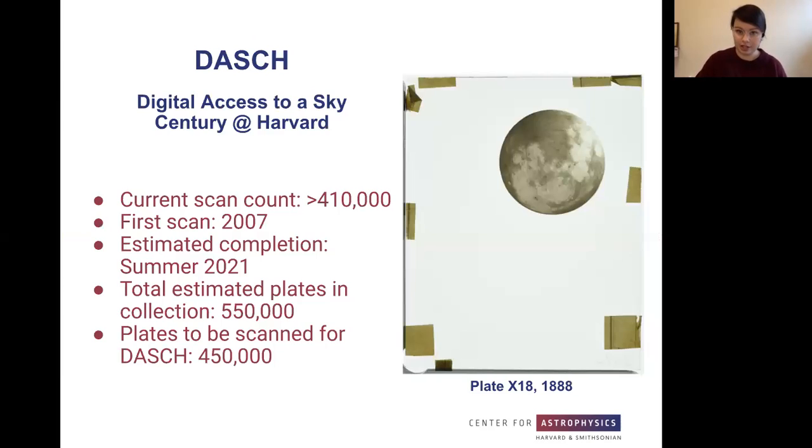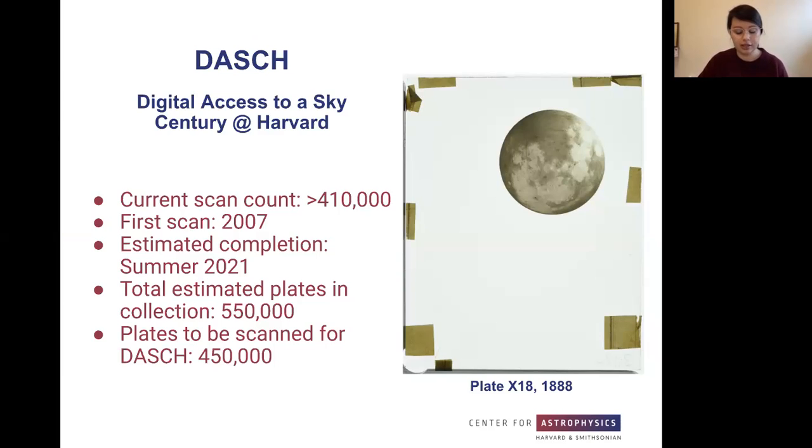So the project we have going on right now is called DASCH. That stands for Digital Access to a Sky Century at Harvard. Basically, every day we go in there and we're scanning glass plates to put them online so that anyone can access them. This is not a kind of project that's only available to Harvard. Anyone can go online and look at our digitized glass plate photographs.